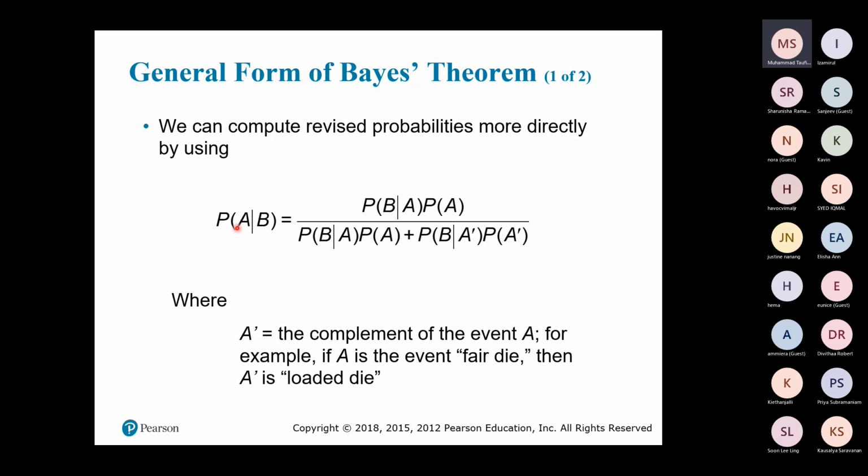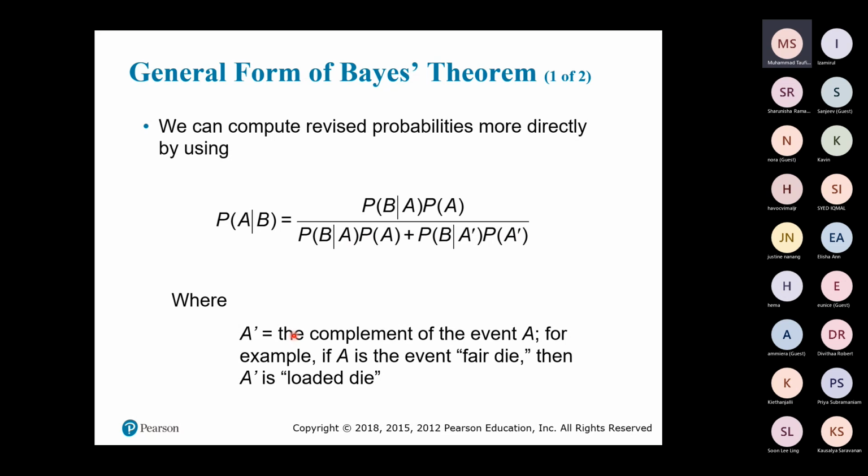So probability of event A happen because event B is equal to probability of event B happen because of event A multiplied by probability of event A, divided by probability of event B happen because of event A multiplied by probability of event A, plus probability of event B happen because of opposite event A multiplied by probability of opposite event A. Okay, so A apostrophe is the opposite of event A.